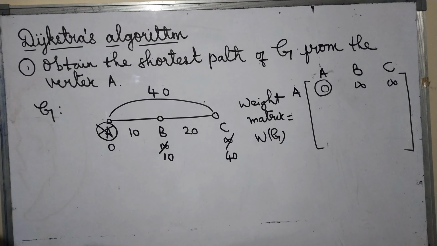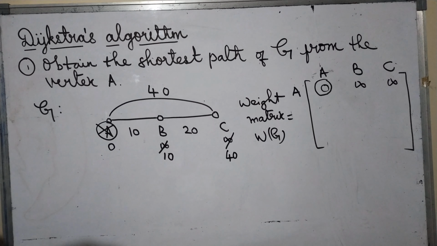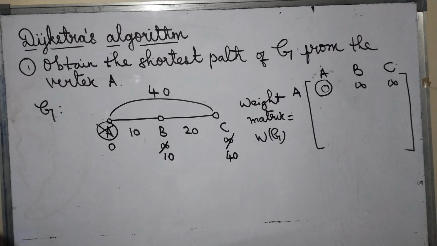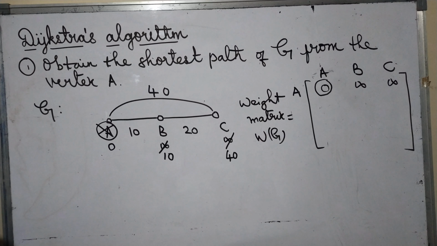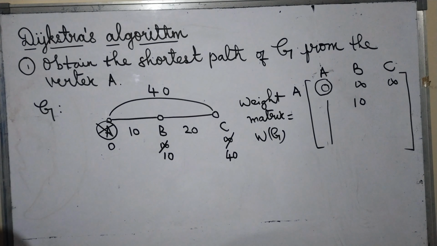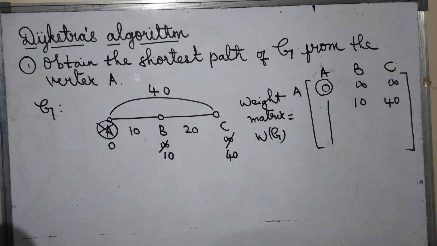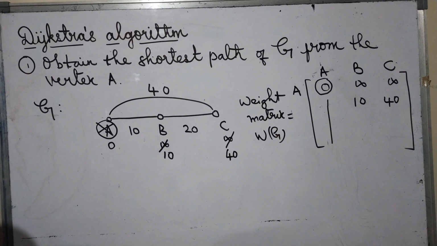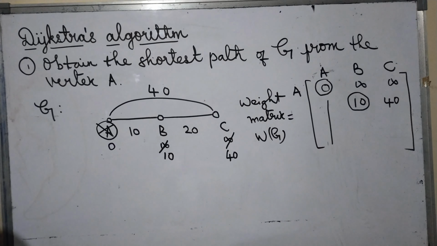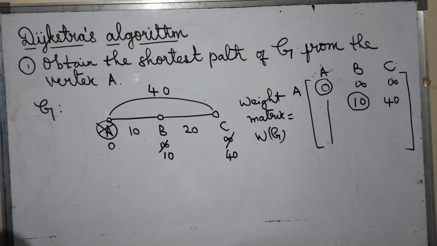In the second iteration we have the new weights. Let us write them in the weight matrix. In the first iteration we fixed 0 for the vertex A. In the second iteration we have allocated 10 to the vertex B, and we have allocated 40 to the vertex C. Among 10 and 40, which one is minimum? 10, and that corresponds to the vertex B. So let us write B here.